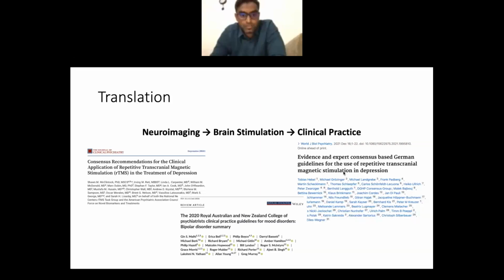But there are other guidelines. The American Psychiatric Association and the National Network for Depressive Disorders suggest use of RTMS in depression, and say there is modest evidence for that. The German guidelines also are there for the use of repetitive transcranial magnetic stimulation in depression.